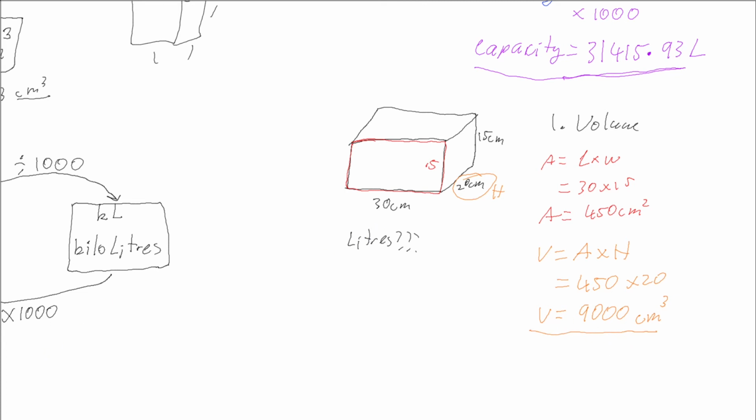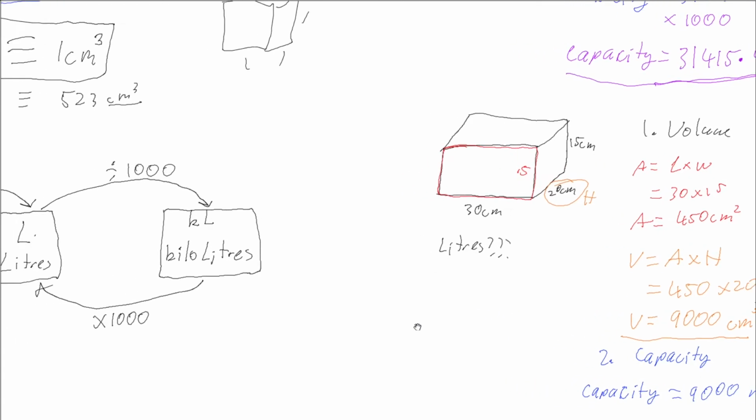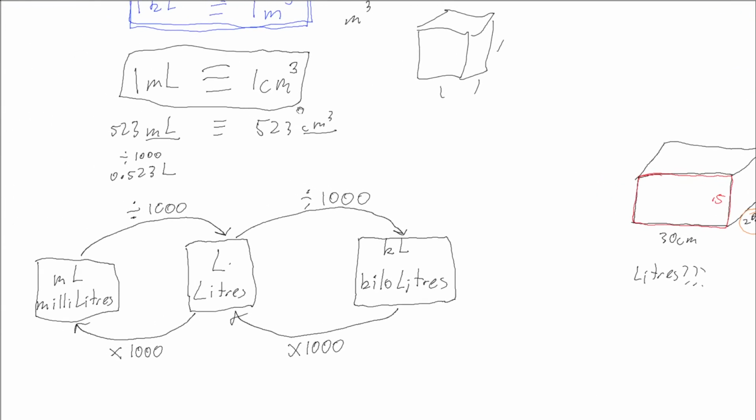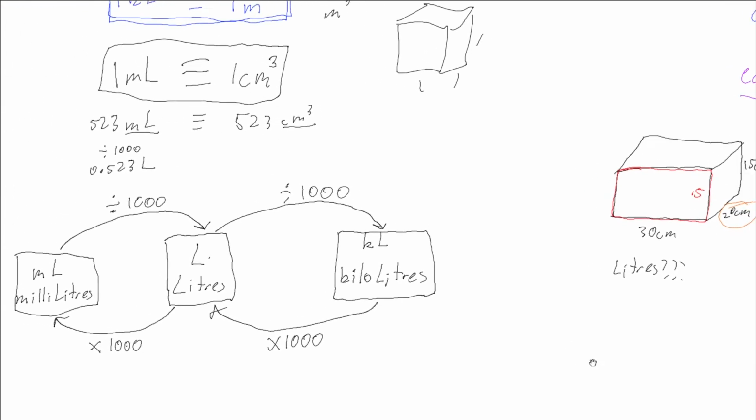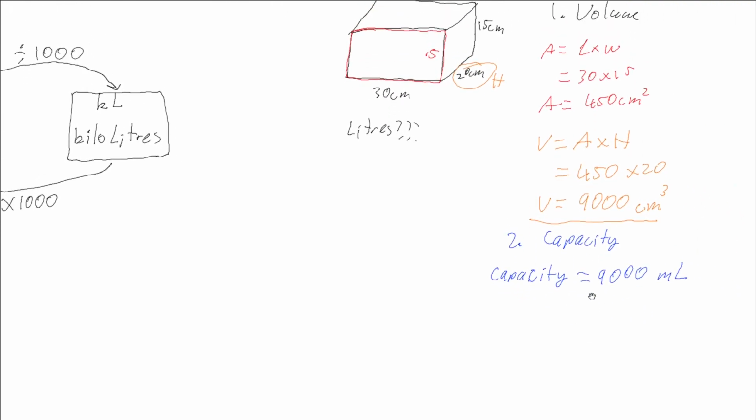But I wanted the capacity in liters. So step two is write it as capacity. And so my capacity is in centimeters cubed. So that means that my capacity, if I spell it right, is going to be 9,000 milliliters. Because remember, our conversion is that milliliters and centimeters cubed are the same number. So I've got 9,000 milliliters.